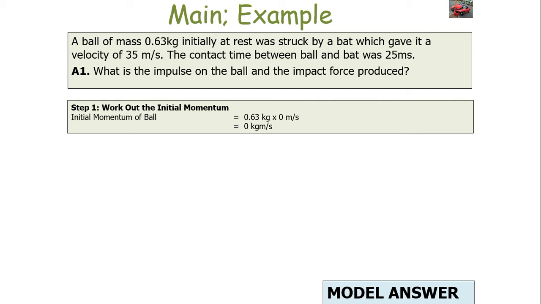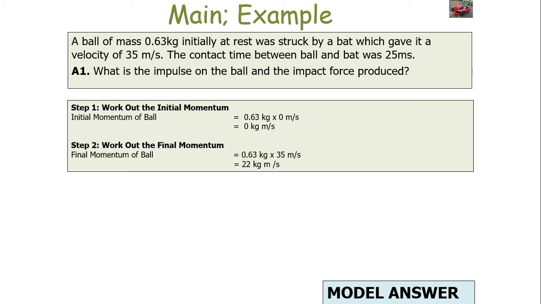Well, step 1, you work out the initial momentum of the ball. So you do mass times velocity. Now initially it's not moving, so its momentum will be 0. You then do step 2, you work out the final momentum of the ball, so you do 0.63 times the velocity, 35, so we get 22 kilogram meters per second.